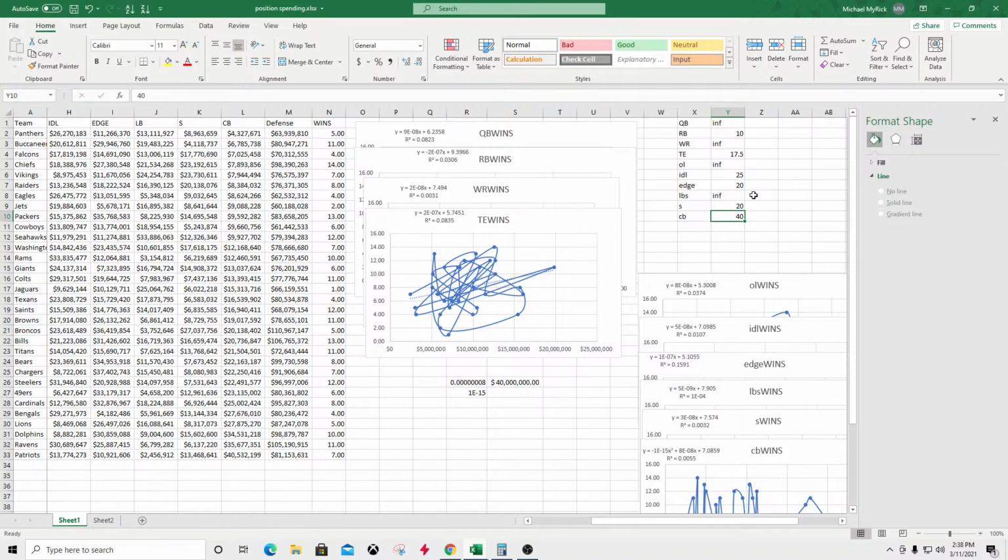Here's how we can kind of interpret this data, using the idea that I started out with, this optimization curve, the top of the curve type of deal. It looks like you get the most out of running backs at 10, tight ends at 17.5 mil. These are not one player. This is whole position groups. Interior defensive line, 25 million. Spend 20 million on your edges, 20 on your safeties, and 40 on your corners.